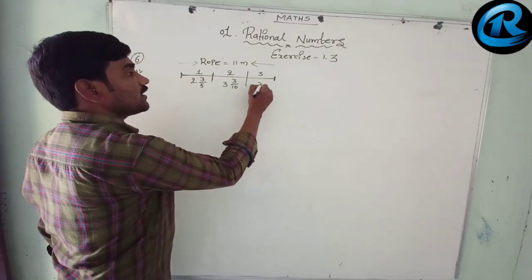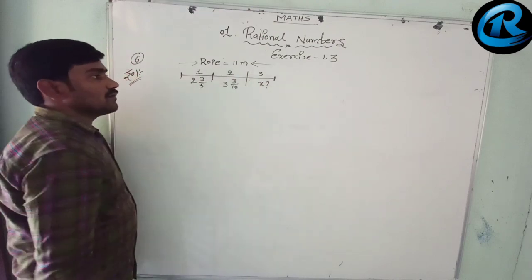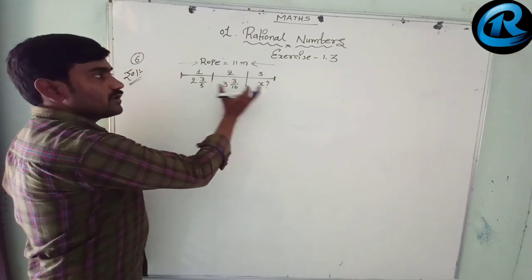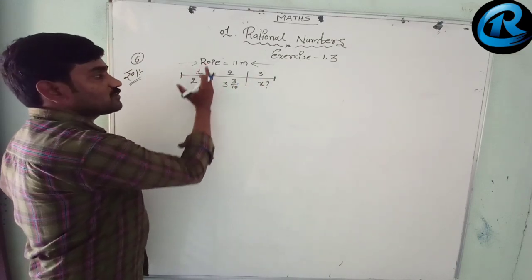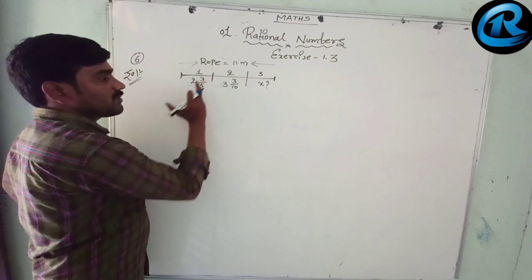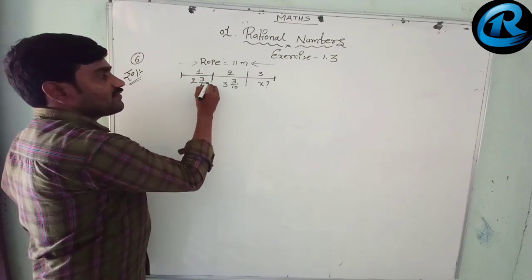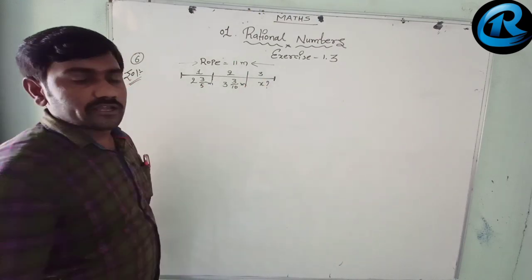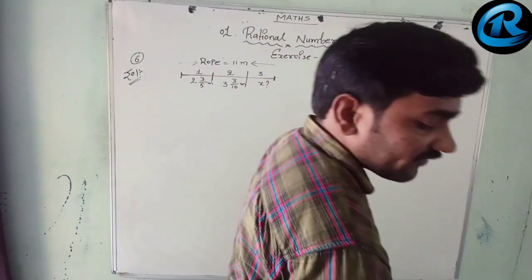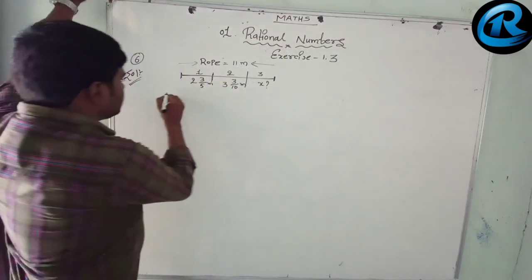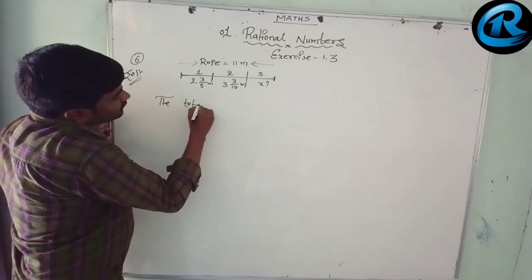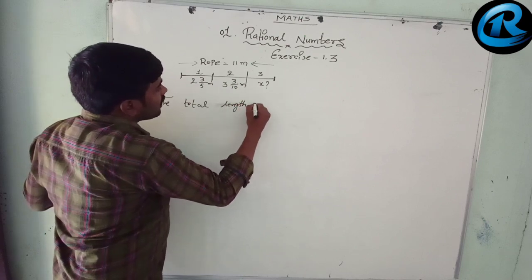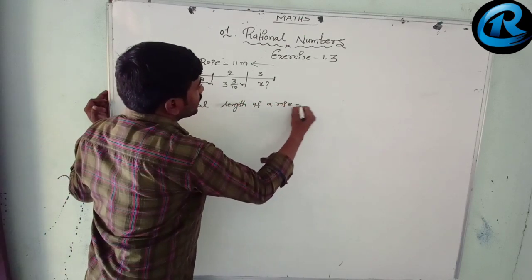How much will it be? x. We have to assume this. What is the length of the remaining rope? From the 11 meters of this rope, you cut 2 pieces. The length of the first piece is 2 whole 3 by 5 meters, and the length of the second piece is 3 whole 3 by 10 meters, and we have to find out the length of the remaining rope. Now the total length of the rope equals 11 meters.